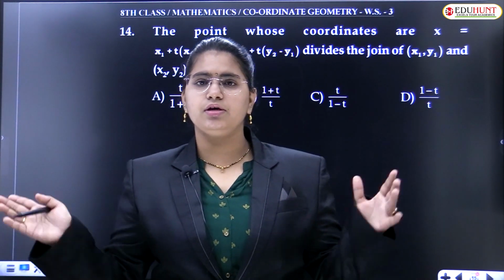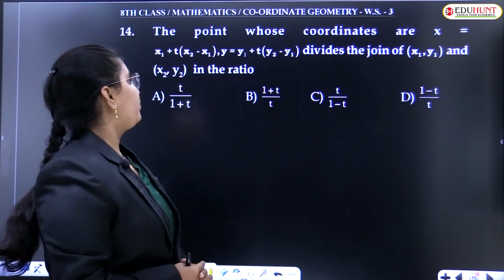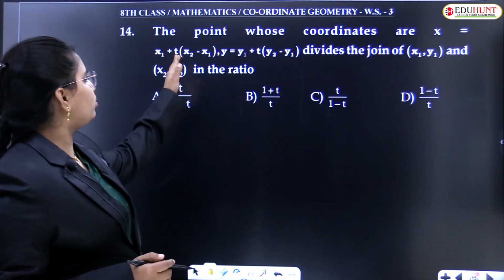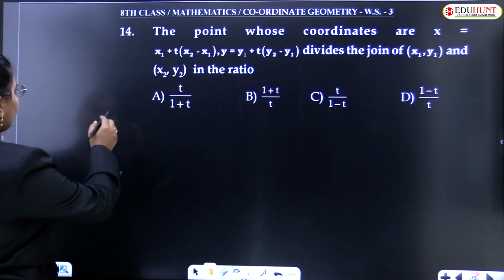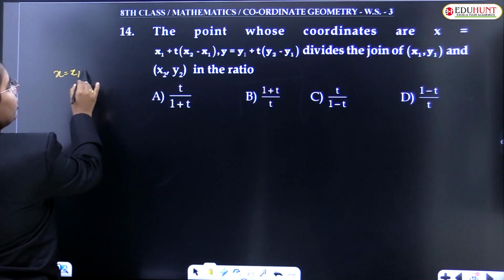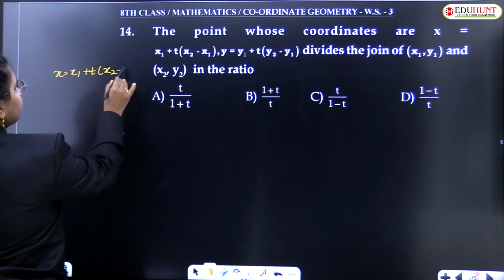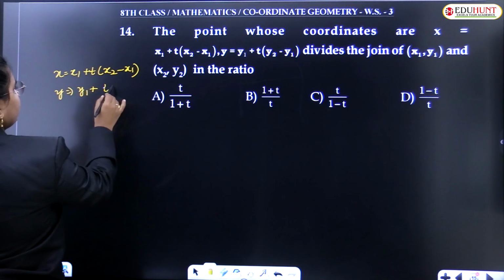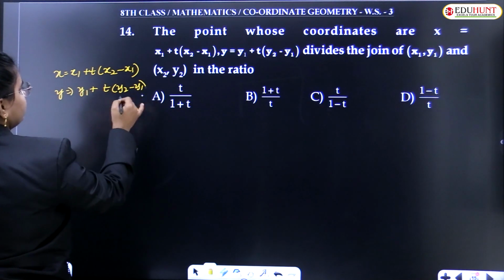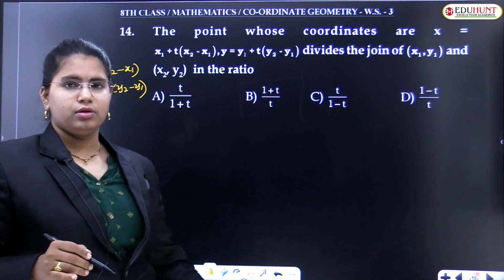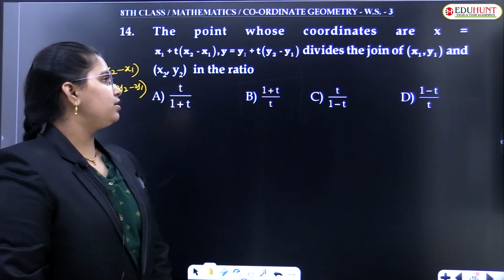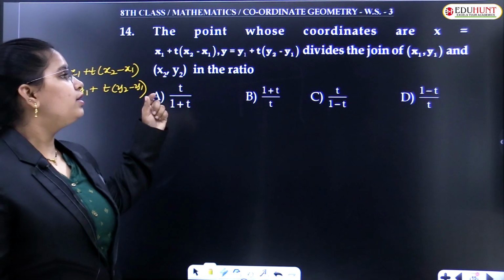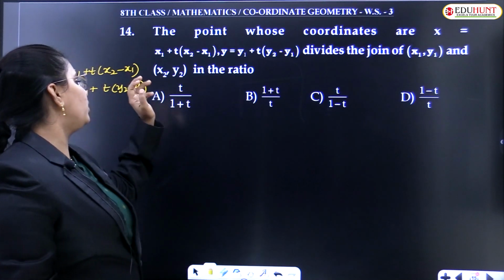So what is my next question here? Let's read out the question. The points whose coordinates are x is equal to x1 plus t into (x2 minus x1), and y is equal to y1 plus t into (y2 minus y1), right? These are the 2 points I am having here. So this point (x, y) divides the join of (x1, y1) and (x2, y2).